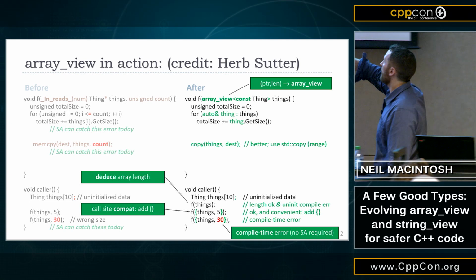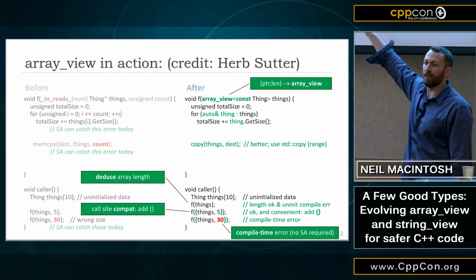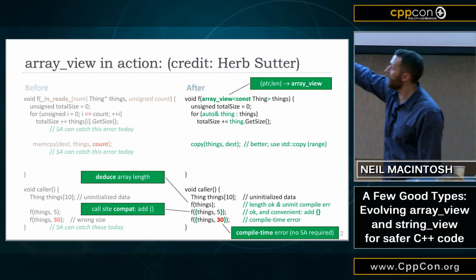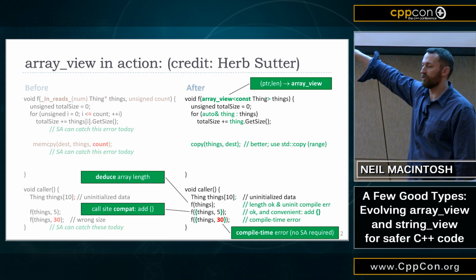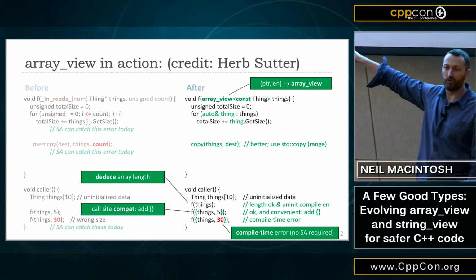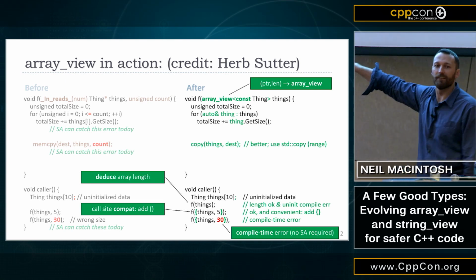So for me, this alone is a huge win for shifting to these types. Because if we look at the old code, you need a static analysis tool or a good reviewer. And good reviewers, it turns out, are hard to come by.